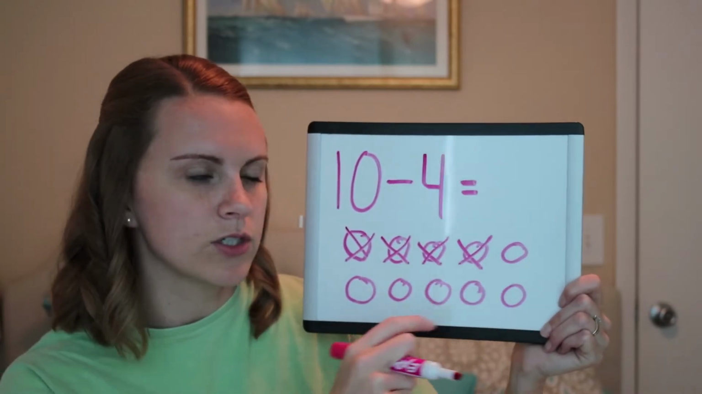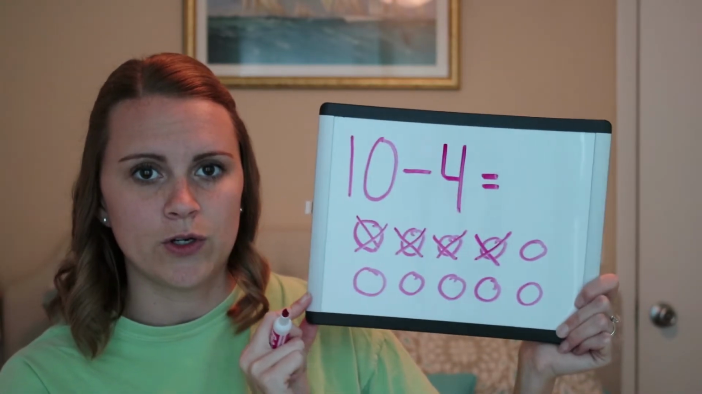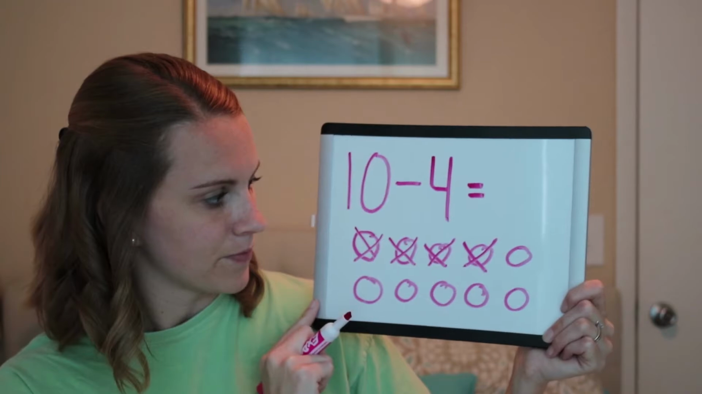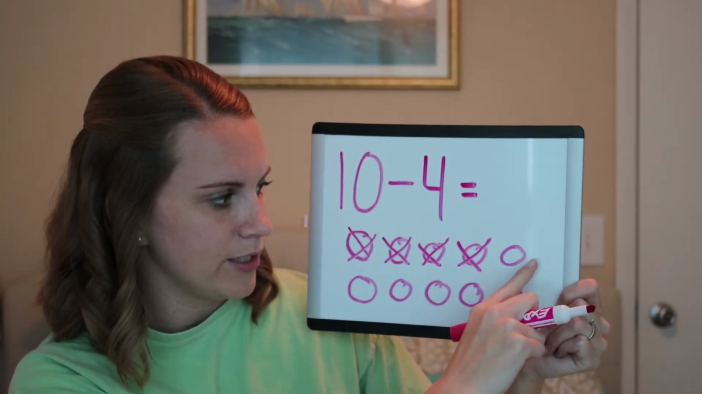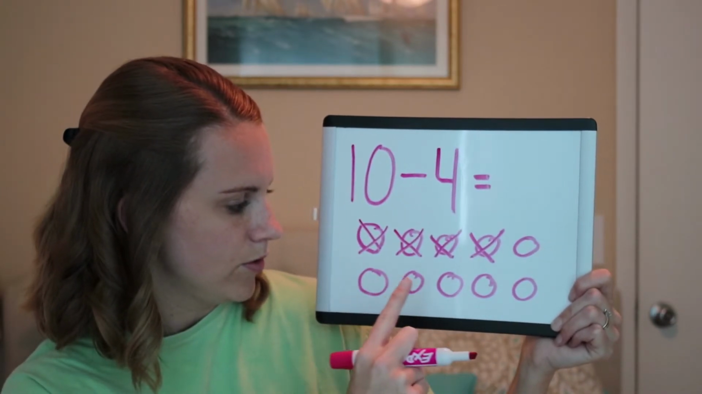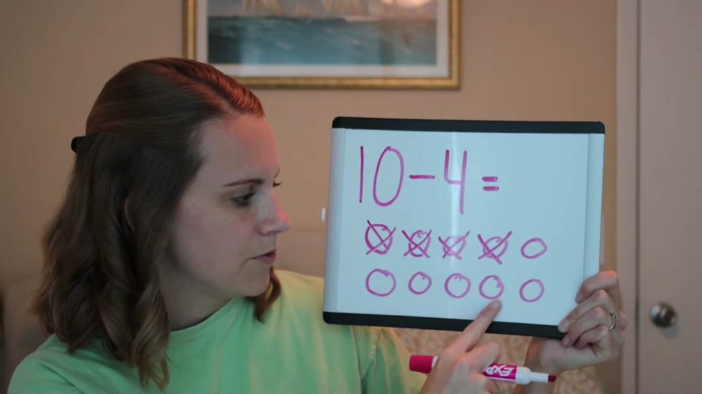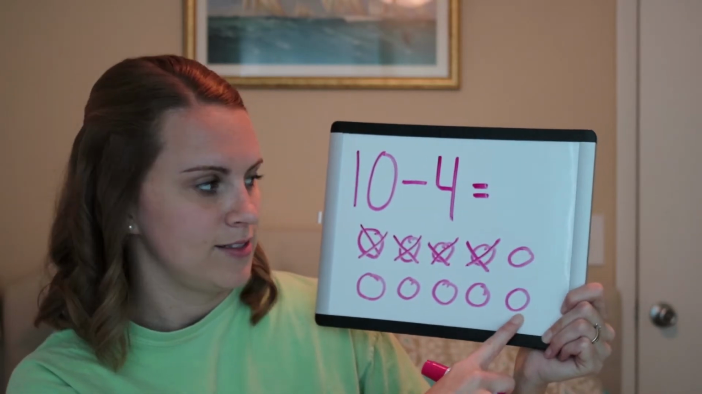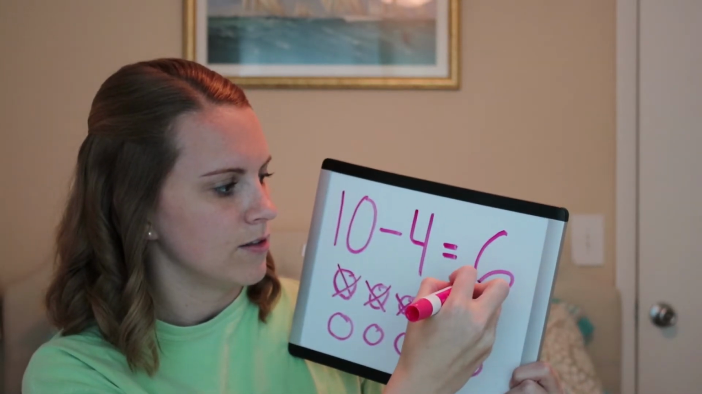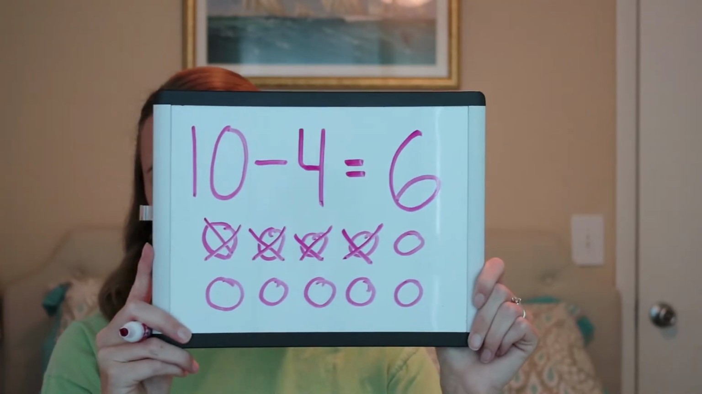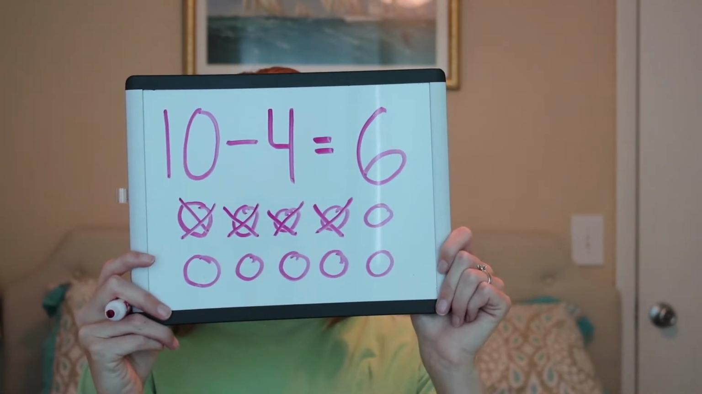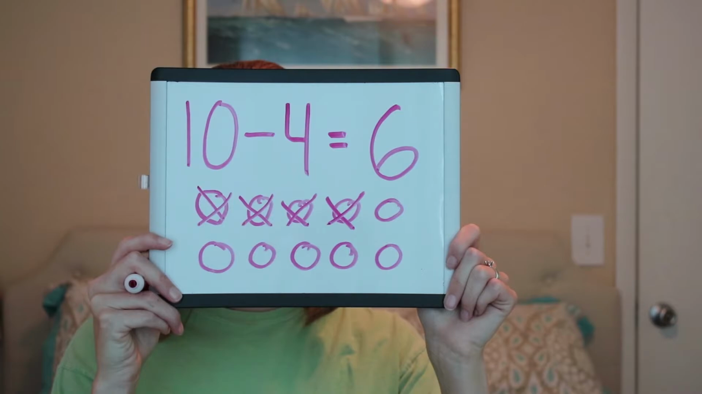I see some circles without X's on them, so those are the ones I'm going to count, right? Let's see. This one over here, 1, 2, 3, 4, 5, 6. So my answer is 6. 10 minus 4 equals 6.